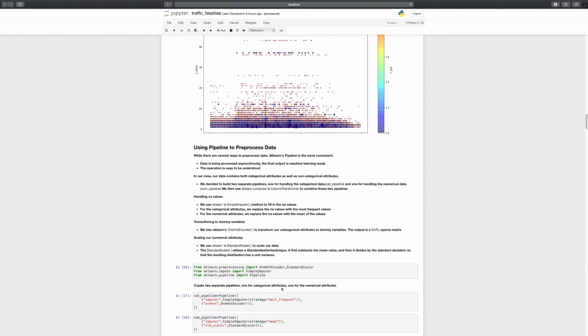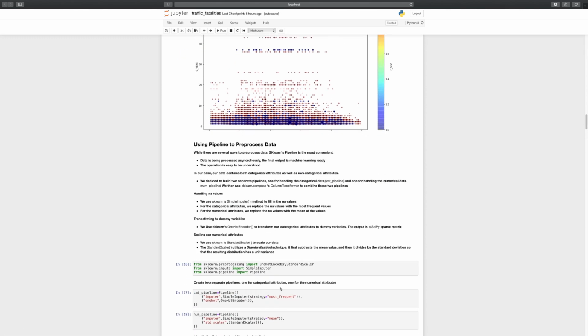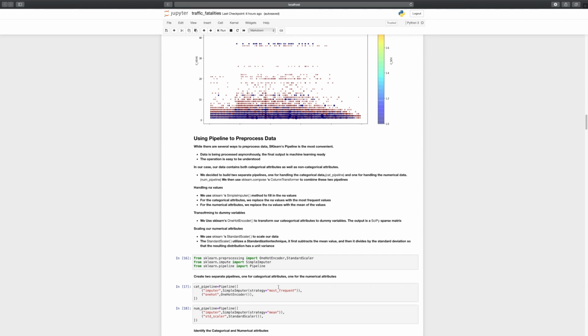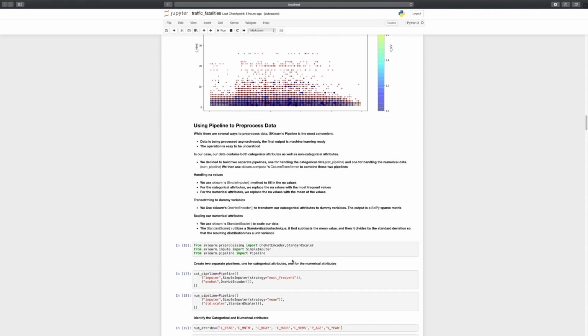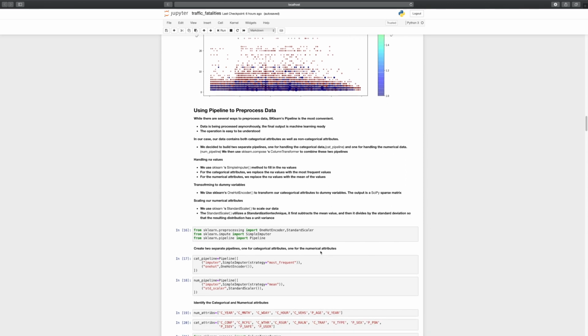And the next stage is to pre-process our data to prepare it for machine learning. I used sklearn's pipeline function to implement this. First of all, I built 2 separate pipelines. One of the pipelines is used to handle the categorical data, and the other is used to handle the numerical data. And then I used sklearn's ColumnTransformer function to combine these 2 pipelines.